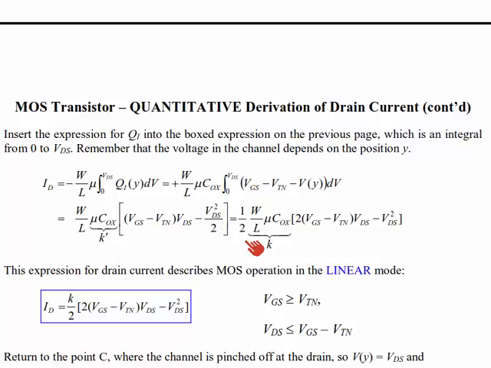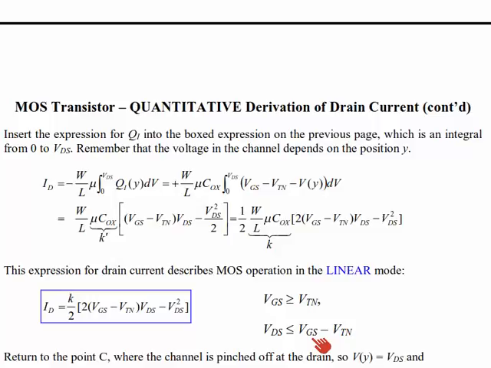For example, we have textbooks by Franco and Jaeger and Blaylock. They both define K as W over L mu Cox. But other textbooks, such as the textbook by Gopalan, define K including 1/2. So instead of K over 2 out here, you would see a K. Pay attention to that. This is the linear mode. It applies when we have a channel with VGS greater than VTN. It applies when our drain to source voltage is less than the pinch-off voltage or the over voltage, VGS minus VTN.